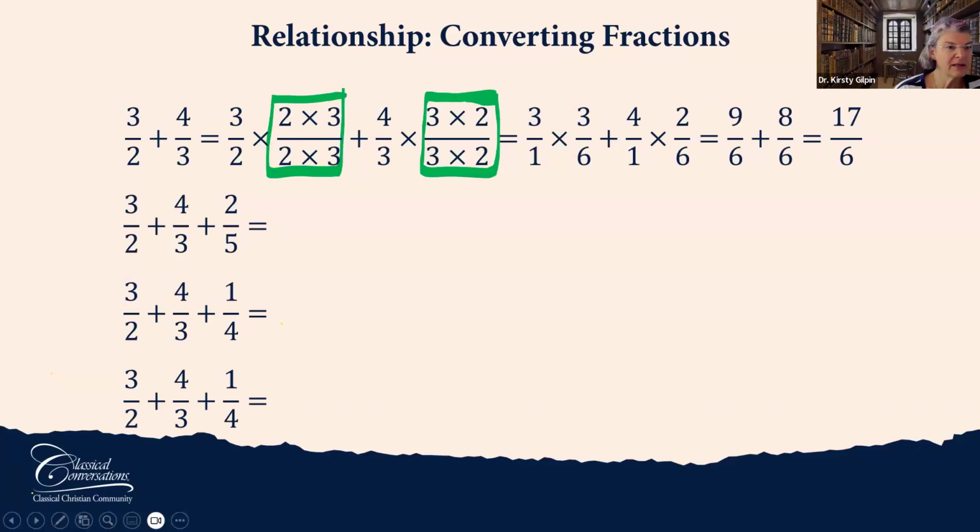Let me get my pen and show you how we're going to do this. I can cancel my units just like I do when I'm doing inches to centimeters or anything else. We say, find your like factors. My 2's are alike in this product, my 3's are alike. And so I'm left with 3/1 times 3 over 6, because 2 times 3 is 6. Then 4 over 1 times 2 over 6. And if I multiply those, I end up with 9/6 plus 8/6 is 17/6.